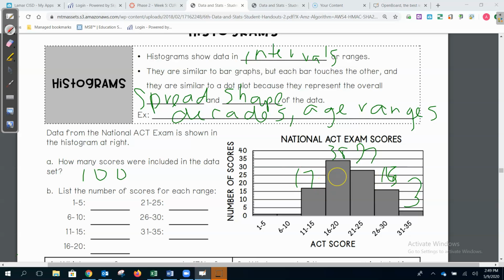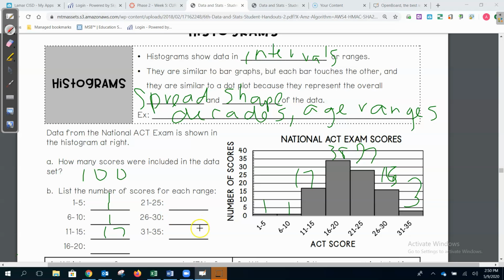You know what? Because these are kind of hard to see, I'm just going to go through them with you because it's kind of irritating. So 1 through 5, if you see it, there's a tiny little one. Same thing here with 6 through 10. So we have one score that was a 1 through 5. We have one score that was a 6 through 10. We have 17 in our 11 to 15 range.